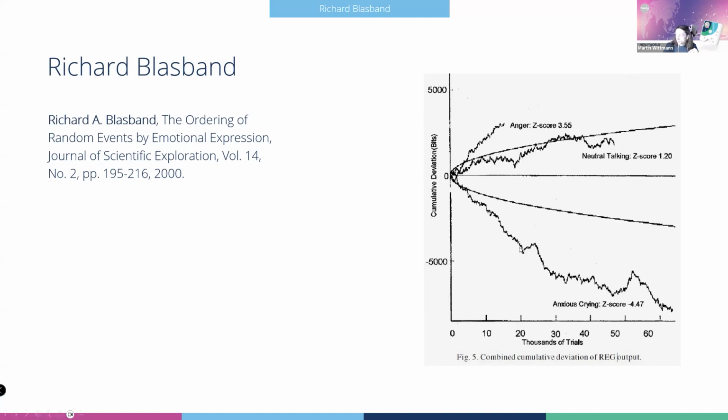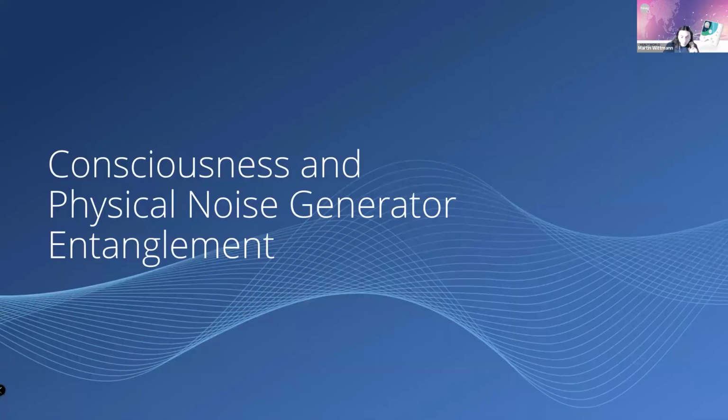And then you have at one point the anxiousness and crying, and people are basically releasing this caught up energy. And there you see it basically goes rapidly down in this noise data. That is very, very significant in our case, because exactly such effects we are using. So what is consciousness and physical noise generator entanglement?